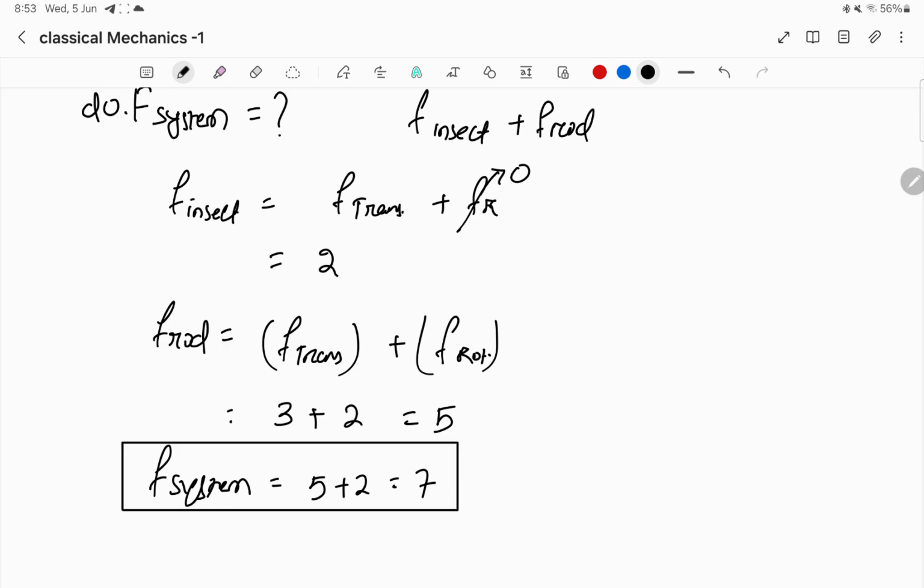A very simple example. It may come in your exam. You have to analyze the situation, then you can correctly answer the question.